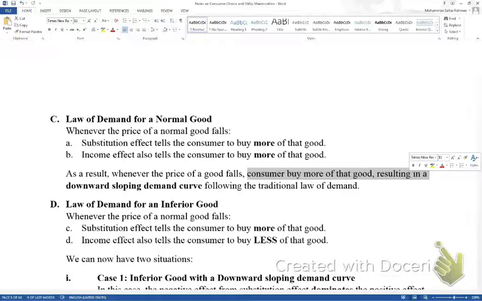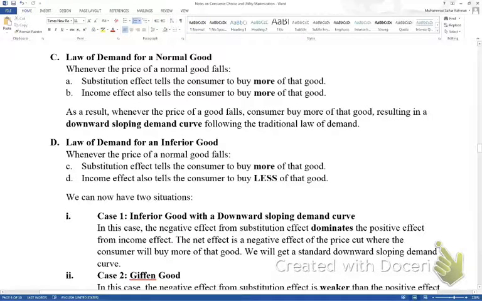Okay, now in case of an inferior good, things are very interesting. Why? Because substitution effect, as I told you, is always negative. So when the price of an inferior good, I apologize, there is a typo. Let's just change that. When the price of an inferior good falls, substitution effect tells the consumer to buy more of that good, because that's what substitution effect always does.